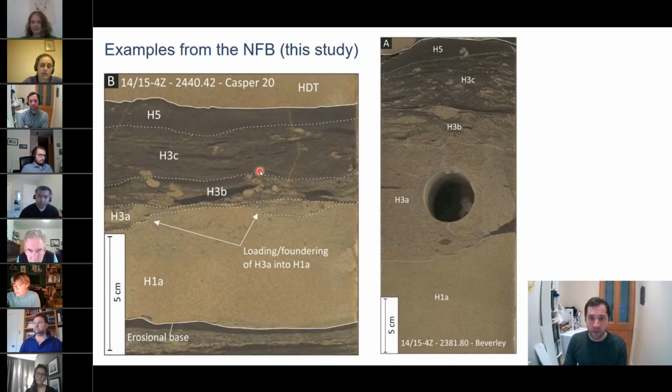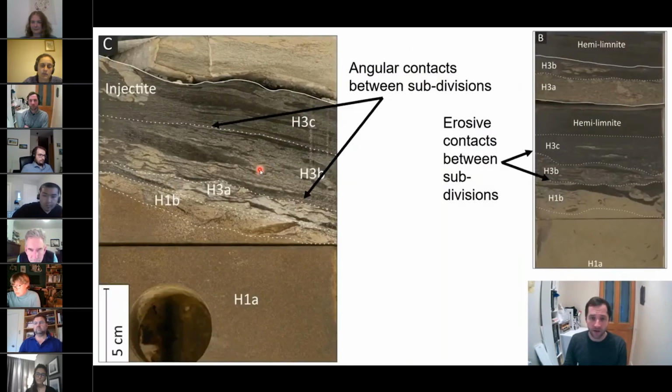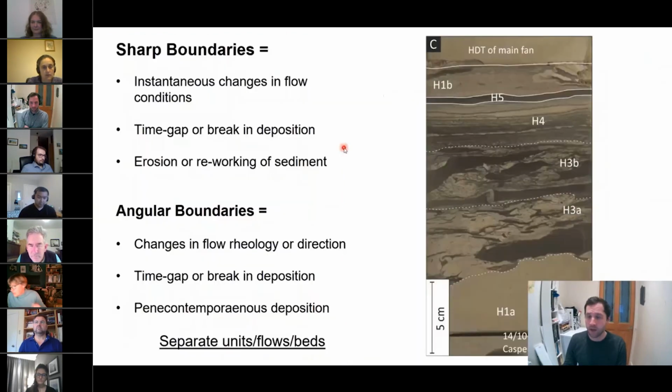But it's those boundaries which are key, those sharp boundaries that show quite abrupt changes in composition and character. There's also angular contacts between some of the subdivisions. So in this example here, A, B, and C show angular relationships. Some are erosive, so this H3C in here erodes down into H3B. Those sharp boundaries are absolutely key because they show instantaneous changes in flow conditions, time gaps or breaks in deposition, or erosion or reworking of sediment. The angular boundaries definitely show erosion.